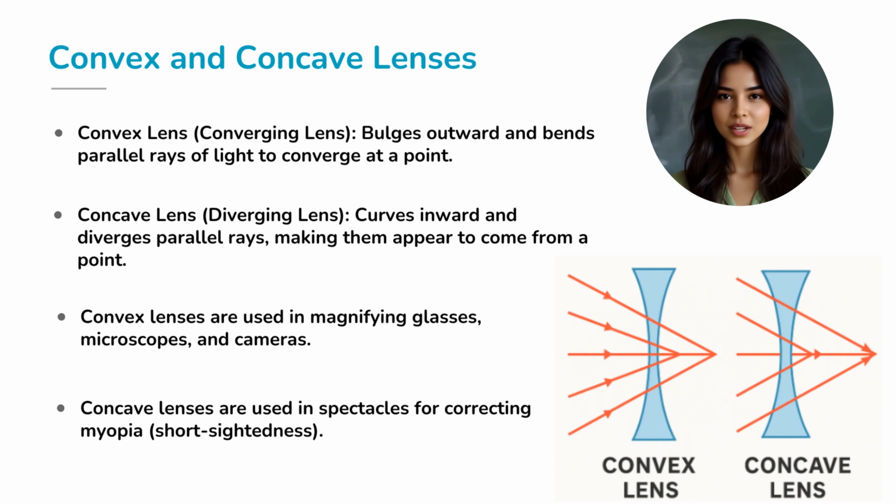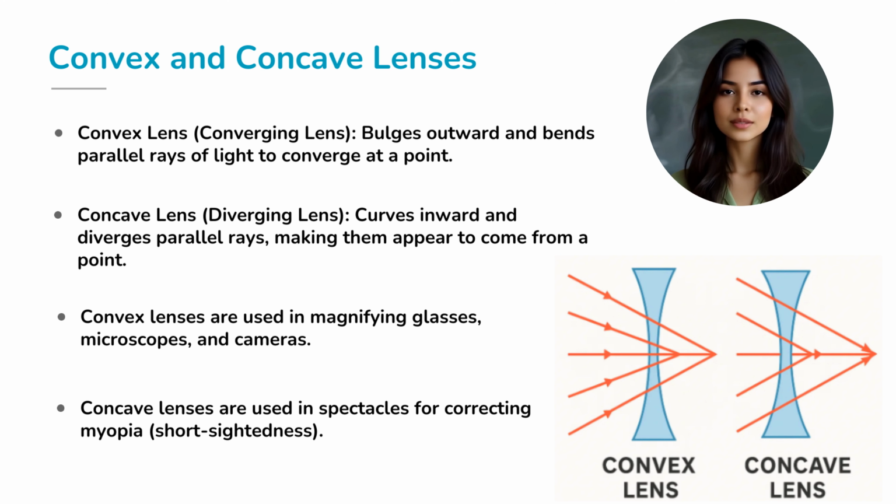It's like someone giving directions but sending everyone to different corners of the room. And of course, these aren't just fancy glass toys. Convex lenses are the heroes inside microscopes and cameras, helping us see things bigger and clearer. Meanwhile, concave lenses play doctor. They sit in spectacles to fix short-sightedness so that distant objects don't stay fuzzy forever. Imagine watching your favorite cricket match on TV without them. Players would look like colorful blurs running around the field. So remember, convex gathers light like a boss, concave scatters it like a prankster, and both are equally important in our daily lives.